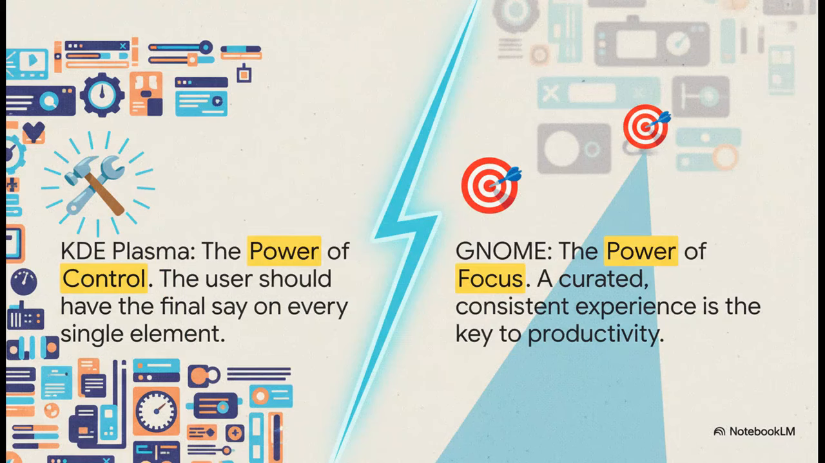And that really gets to the heart of it. This isn't just about a few different features, it's about two completely different ways of thinking. On one side, you've got KDE Plasma, which is all about the power of control. The whole idea is that you, the user, should have the final say on every single detail. And then on the other side, you have GNOME, which is built around the power of focus. They believe a curated, consistent, and simple experience is the real secret to getting things done.